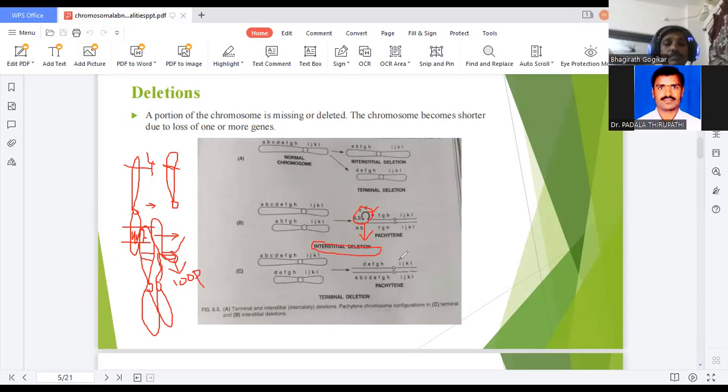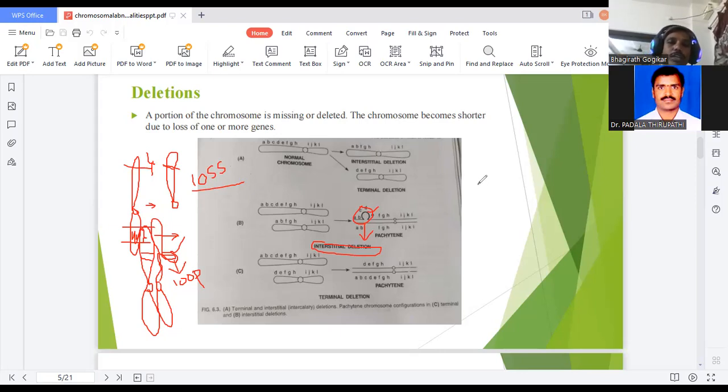Have you followed? This deletion may occur at any time during the cell cycle. Maybe it occurs in the germ cells or somatic cells. Due to the deletion, one chromosome loses genes. Maybe it is a single gene, sometimes a block containing several genes. So deletion is one of the structural changes in the chromosomes.